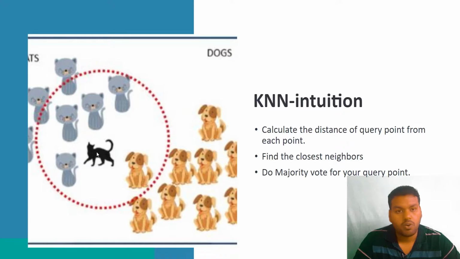Once they select the nearest neighbors, they will see the majority. So for k equal to 5, in the 5 nearest neighbors I will see the majority, and I can see the majority is cat. So I can say this image goes to the cat. Maybe this image is a cat image, not a dog image, because dog is a minority here. So that is the intuition behind KNN. It calculates the distance of a query point from each point, then finds the closest neighbors, then takes the majority vote for your query point. I hope the intuition behind this algorithm is clear.